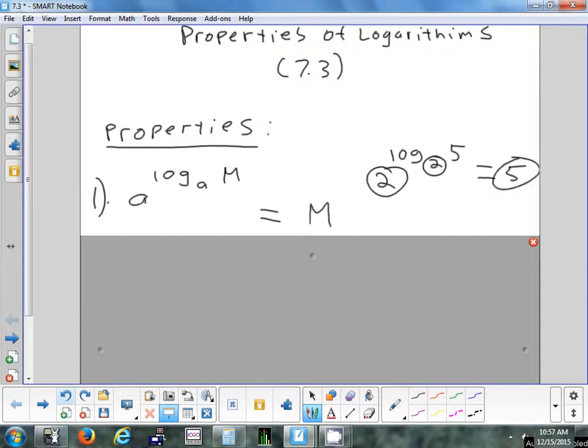If these numbers are different, this rule doesn't work. So whatever's here has to match whatever's here. And the final answer is the argument, whatever it happens to be. Any question on that property? So there's no arithmetic, there's nothing you need to go through. You just have to recognize it in an example. We'll do a couple more.